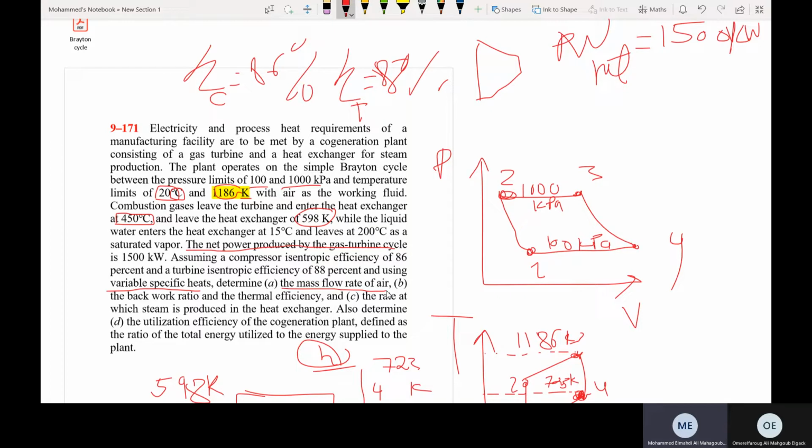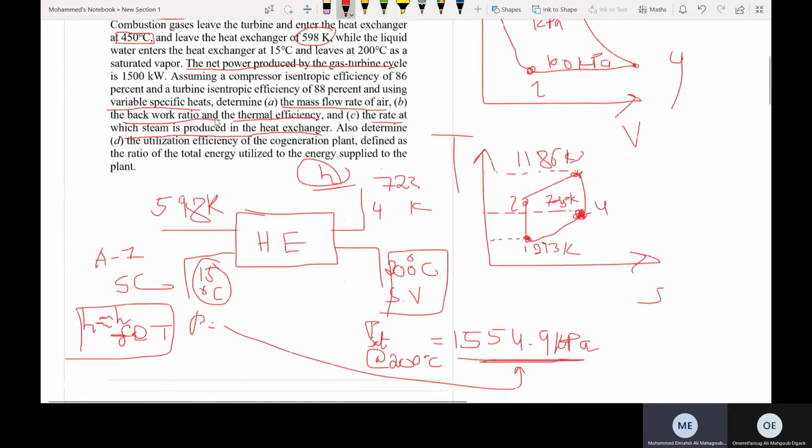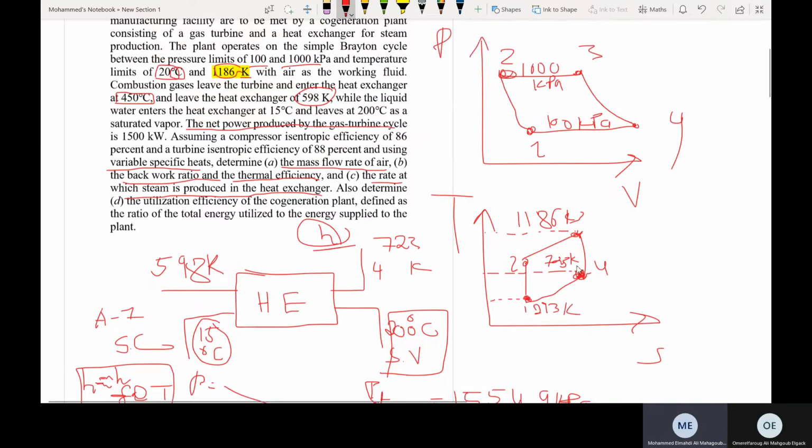This is the first thing that we need to know. Then the back work ratio and the thermal efficiency of the cycle. The rate at which steam is produced in the heat exchanger, and also determine the utilization efficiency. This part is not needed, but it is going to be the efficiency with the utilization process that we made here, so how efficient the cycle became after we included this process here, from the exhaust of the turbine.